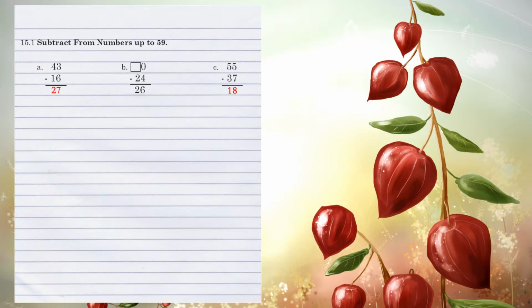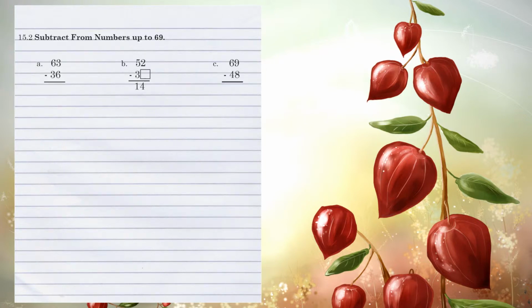Now, we have a 2 in our tens column answer, which means that when you subtract 2, you're going to get 2. Well, we do know that 4 minus 2 is 2, but it didn't start off as a 4 because we had to borrow to make this 10. So our missing number is 5.